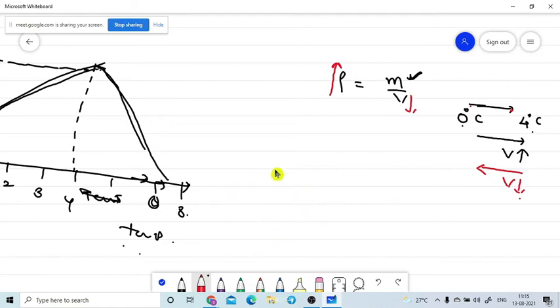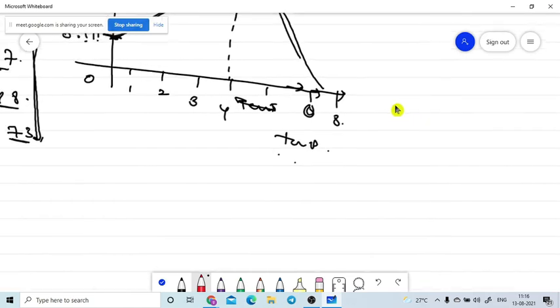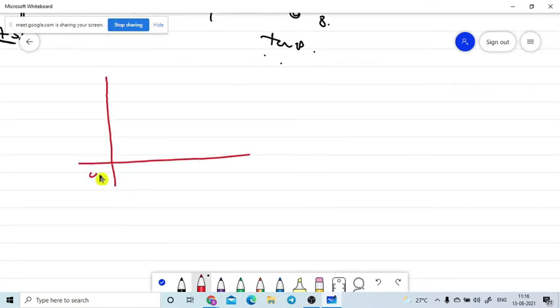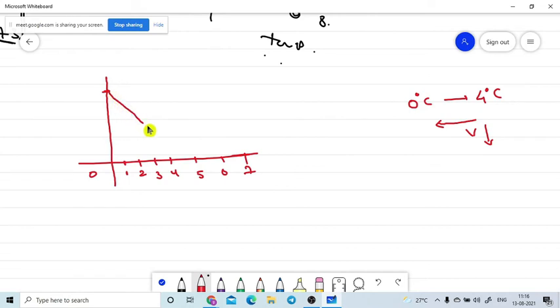In a similar manner, if we draw the graphical representation between the volume and temperature, anyone tell me this volume and temperature diagram. Let's assume this is 0 degree Celsius, this is 1 degree Celsius, 2, 3, 4, 5, 6 and 7 degrees Celsius. I already told you water is showing peculiar behavior. While we move from 0 to 4 degrees Celsius, the volume will decrease. That means if we start with some constant volume, the graph will come down. Up to which value?